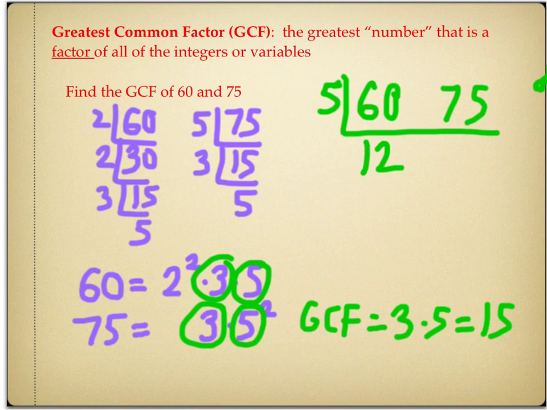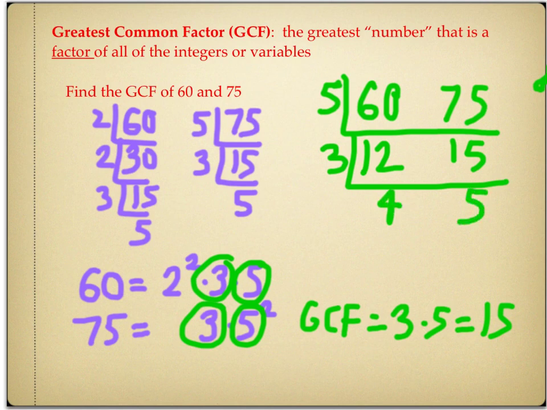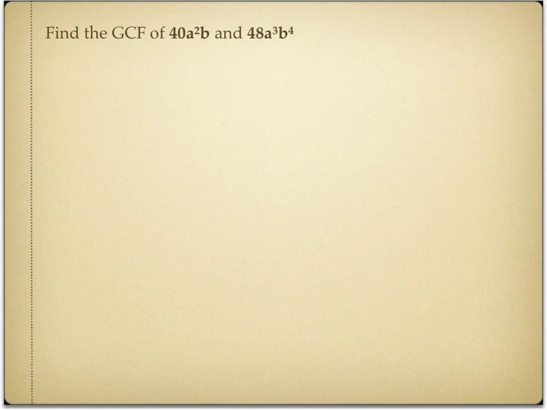So 60 divided by 5 is 12. 75 divided by 5 is 15. Is there any number that goes into both those? Yeah, it's going to be 3. And then I'm done, because what I end up with here, I can't divide anything the same into both 4 and 5. So once again, there's my greatest common factor. That's another way of doing it.